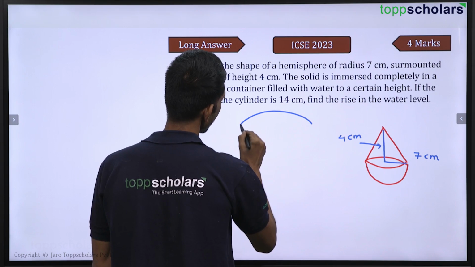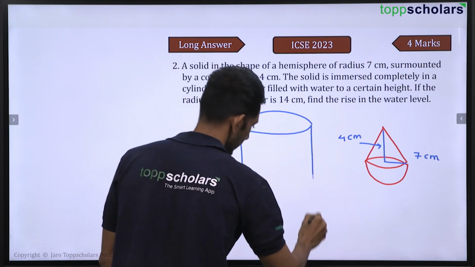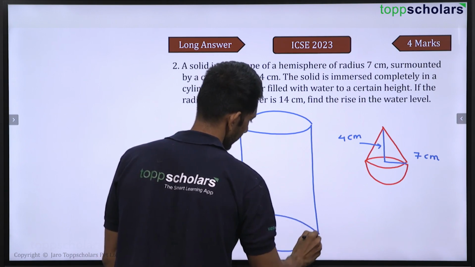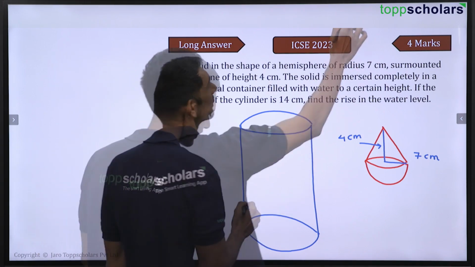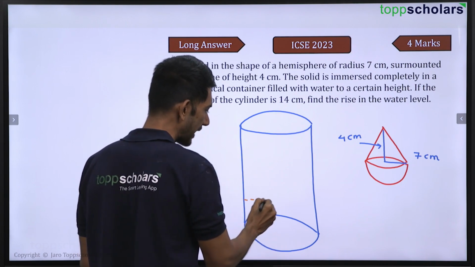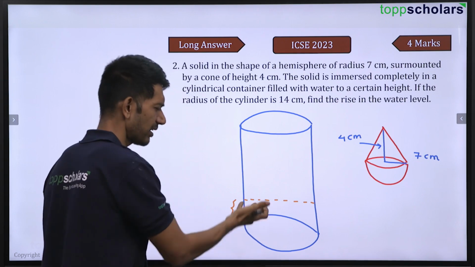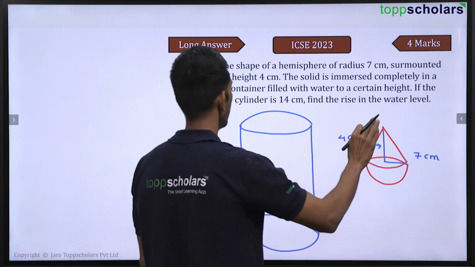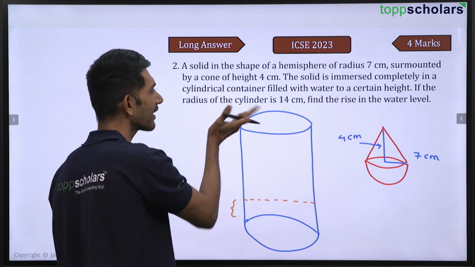The solid is immersed completely in a cylindrical container filled with water to a certain height. So there is a cylindrical container, and it has some height, as in the entire height is some height which we don't know, and it is filled with water up to a certain level. Okay, we are not bothered about that. Now what they are saying is that this solid is immersed in it and the water level rises.